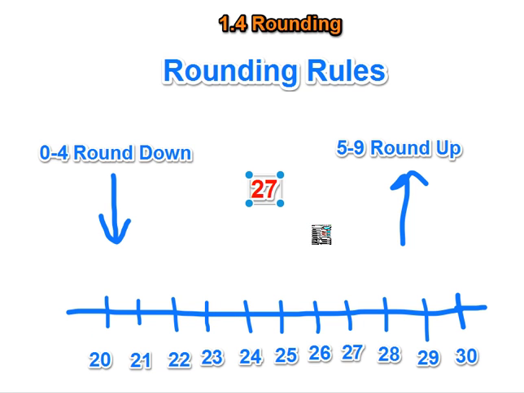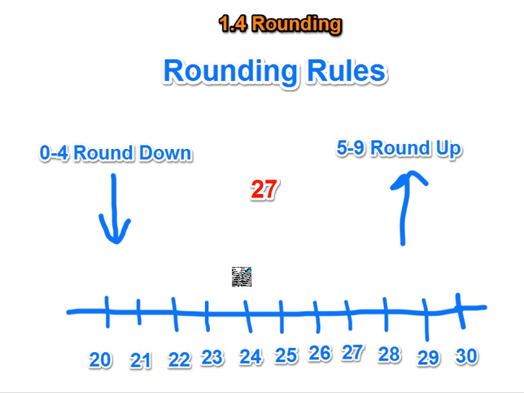Okay, our first rounding rule here is 0 through 4 makes us round down, 5 through 9 makes us round up. So just write those two things on your paper now, and then we'll talk about how that works with our number 27 here.